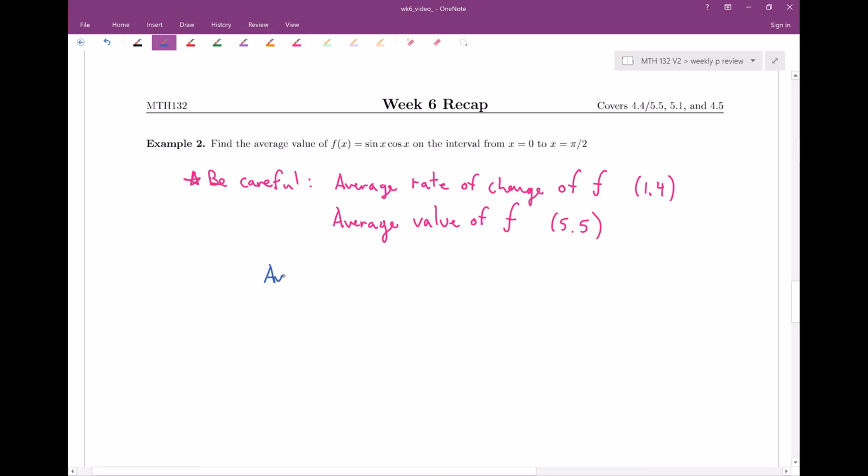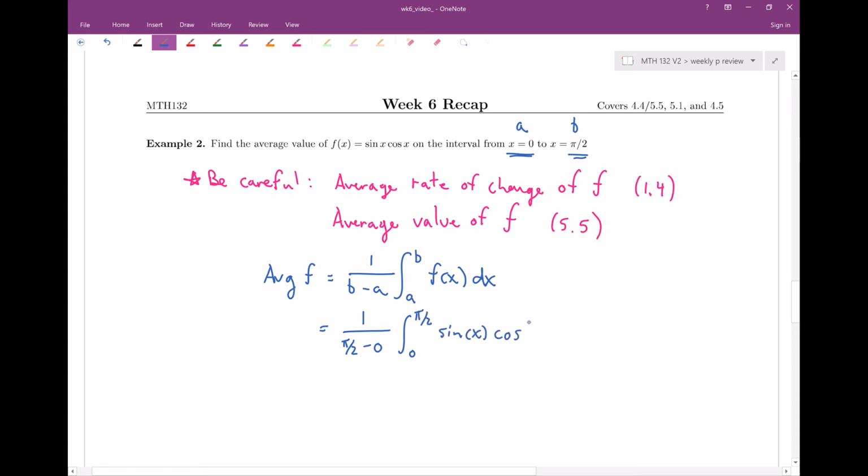I'm going to go ahead and write average value of f. This was equal to the integral from a to b of f of x dx, and we needed to multiply by 1 over b minus a. So since we have our interval from 0 to pi over 2, this is going to be our a value, and this is going to be our b value. So in our case, we're going to have 1 over pi over 2 minus 0, and we're going to integrate from 0 to pi over 2 of sine of x times cosine of x dx.